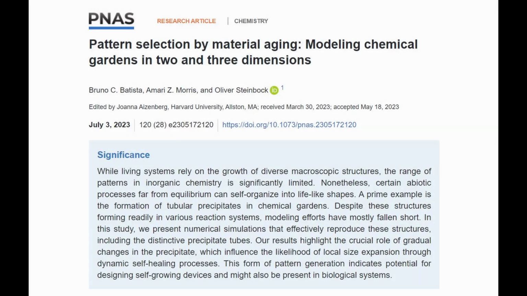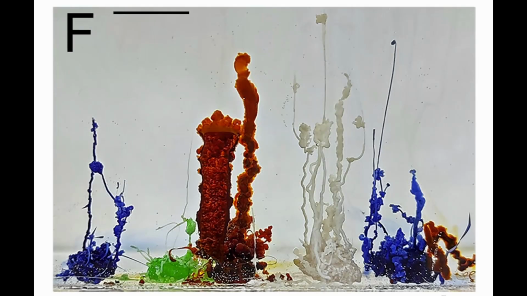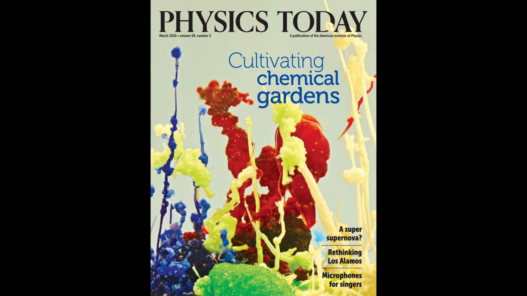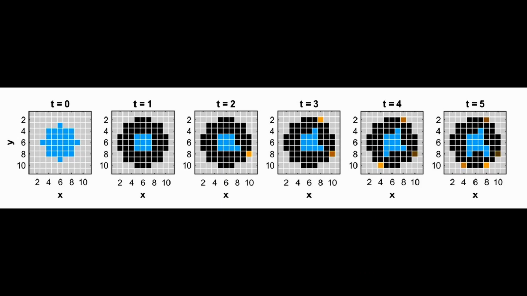Today we're taking a deep dive into a fascinating study titled Pattern Selection by Material Aging, Modeling Chemical Gardens in 2 and 3 Dimensions, authored by Bruno Battista, Amari Morris, and Oliver Steinbach. This paper tackles the complex phenomenon of chemical gardens, those intriguing plant-like structures that form during certain chemical reactions. Despite being known for centuries, the mechanisms behind their formation have remained elusive.